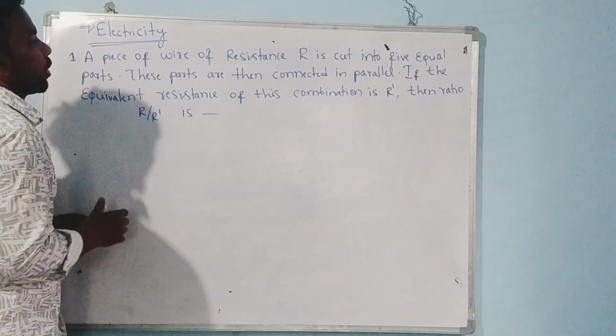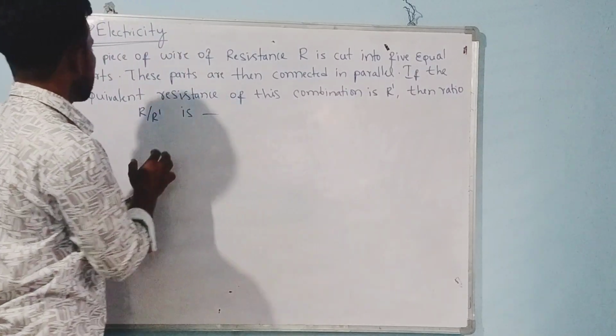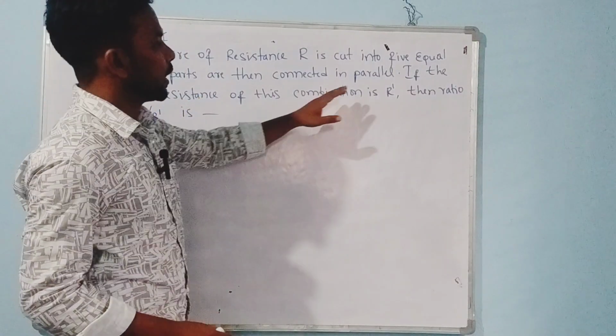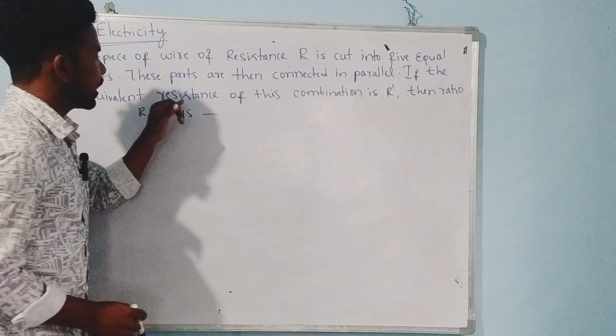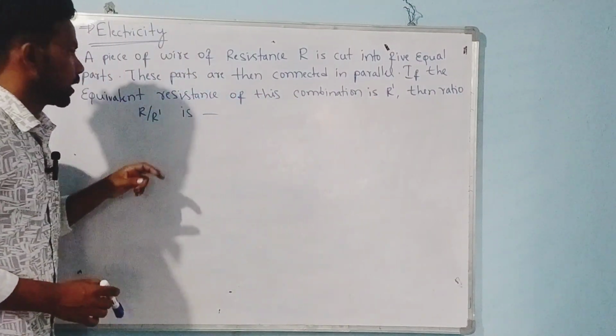A piece of wire of resistance R is cut into 5 equal parts. These parts are then connected in parallel. If the equivalent resistance of this combination is R dash, then ratio R by R dash.